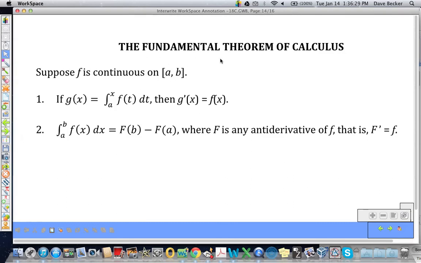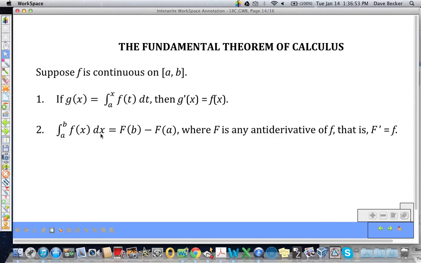And it says the fundamental theorem of calculus: suppose f is a continuous function on a, b. If g of x equals the integral from a to x of f of t dt, then g prime of x equals f of x. That's part one.